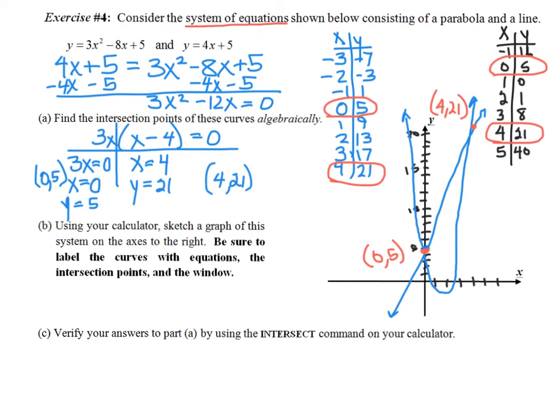Now I want you to also go back and use the intersect command on your calculator. So remember that we're going to press the second and then the trace key while we're in the graphing window. We're going to choose the option that says intersect, and then we're going to move the cursor to the point of intersection and press enter 3 times. At the bottom, you should see the point of intersection that you are located at. So you'll have to do this twice in order to find both points of intersection.